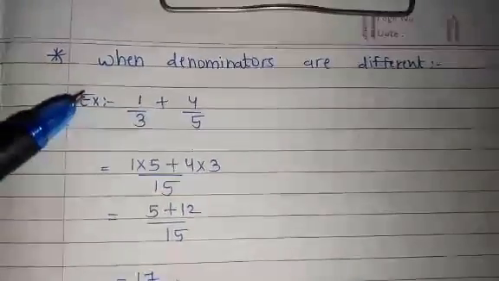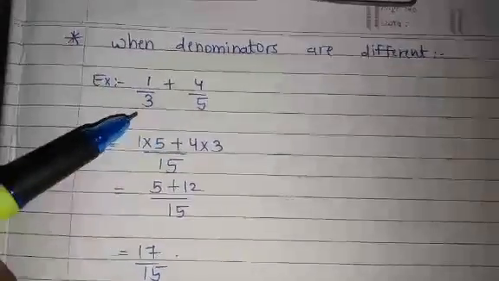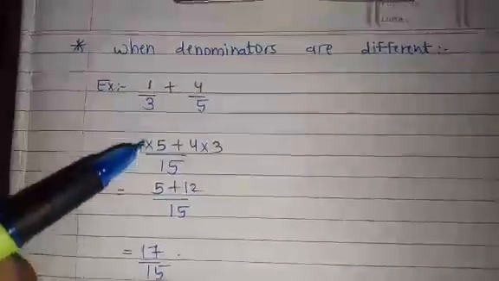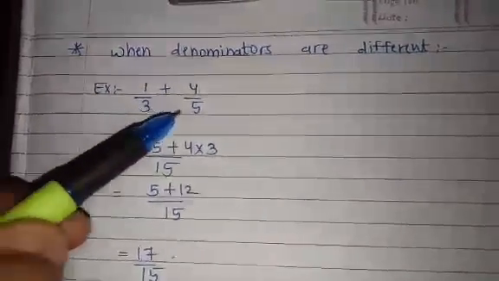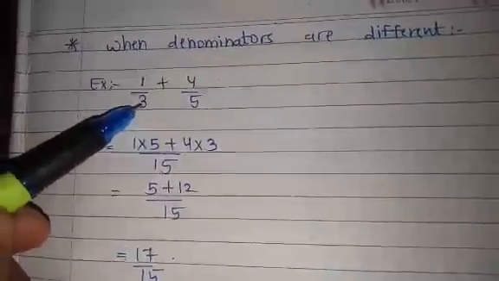Let us have a look at our second case when denominators are different. Example: 1 upon 3 plus 4 upon 5. Denominator Q, here that is 3 and here it is 5, which means both the denominators are different. So first take the LCM, that is LCM of 3 and 5, it will be 15. In order to make this term 3 become 15, it should be multiplied by 5. So here it will be 3 into 5, it will be 15. So here it will be 1 into 5, and 4 into 3, which means here it will be 12. So 5 plus 12 upon 15, it will be 17 upon 15.